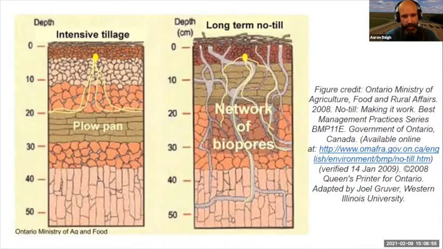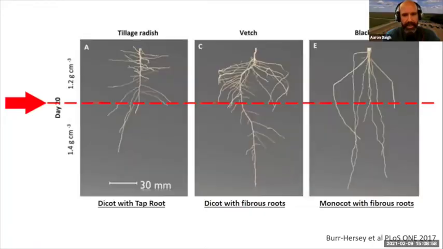So that's the idea for it with them. And I really like this paper that came out in 2017. This shows some 3D CT scans of soils to where above this red line is soil that's not compacted. Below the red line is where they induced a compaction layer in it, and they grew tillage radish, which is a dicot with a taproot, obviously, vetch, a dicot with a fibrous root system, and then something like a black oat or even oats, basically a monocot with fibrous root systems.